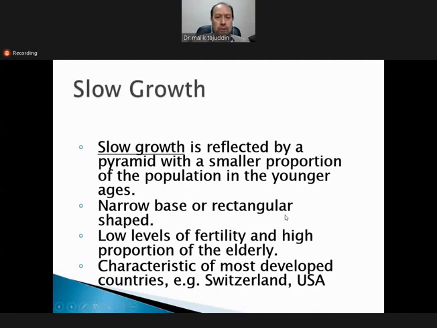Then slow growth is reflected by a pyramid with a smaller proportion of the population in the younger ages. The younger ages are declining now, giving a narrow base or rectangular shape. There are low levels of fertility and a high proportion of elderly. This is characteristic of the most developed countries, for example, Switzerland and the USA.